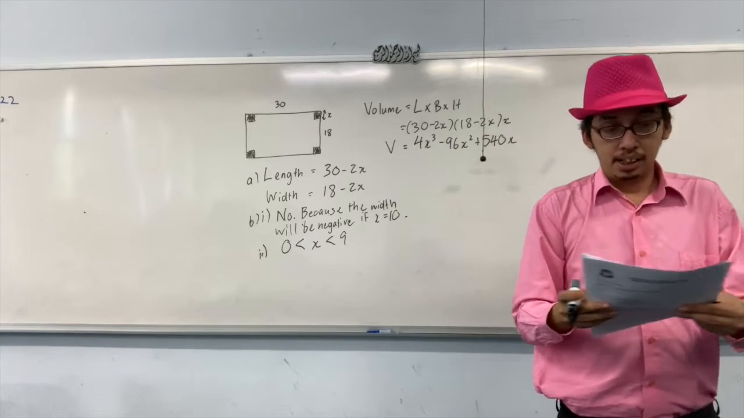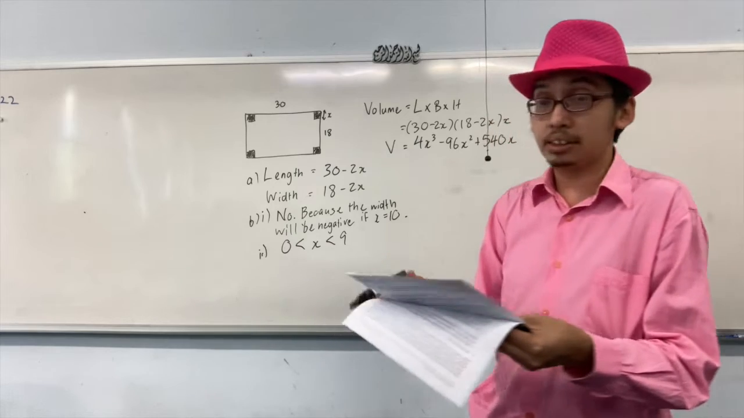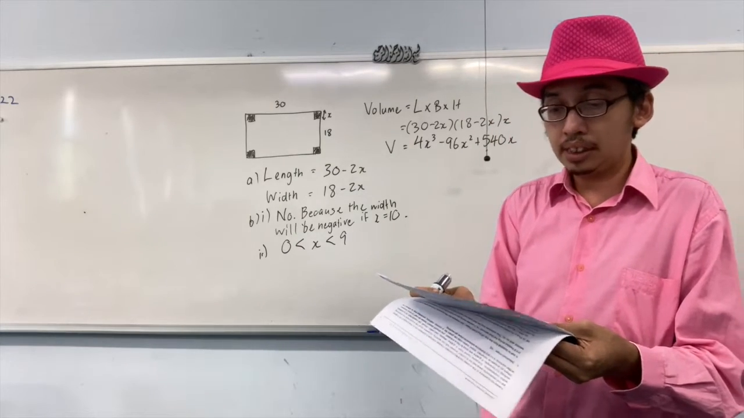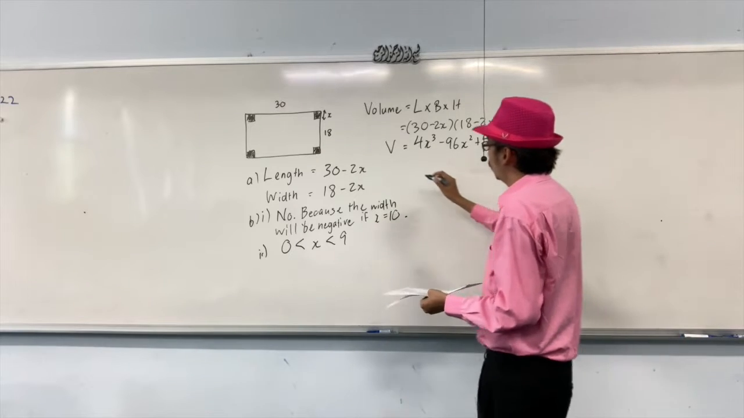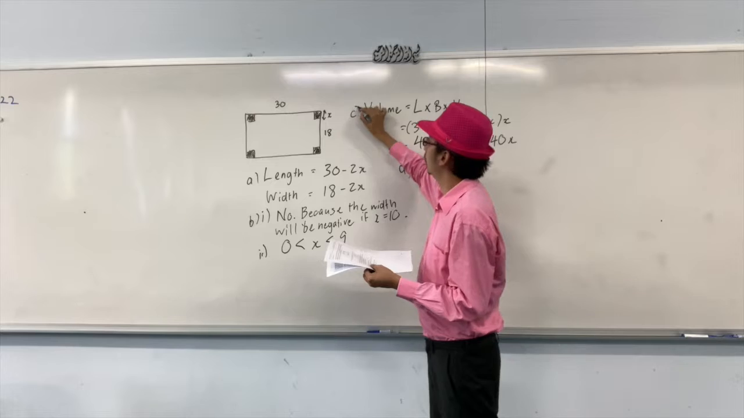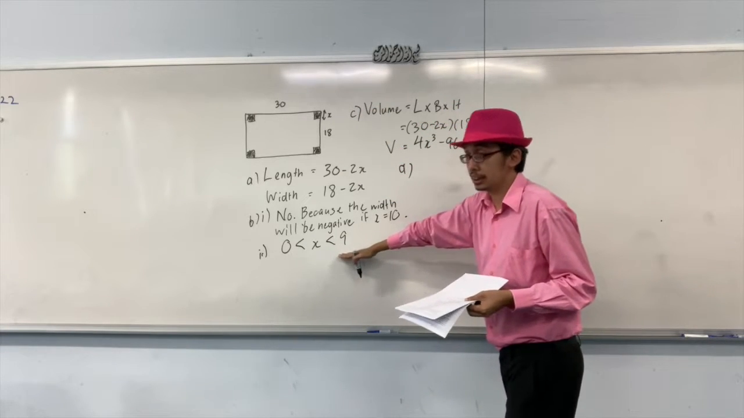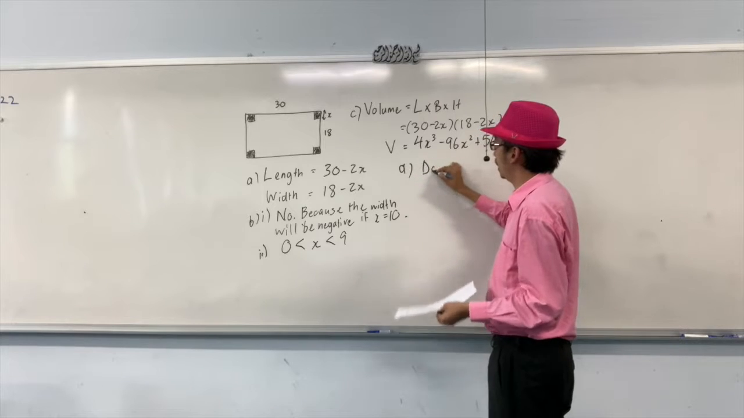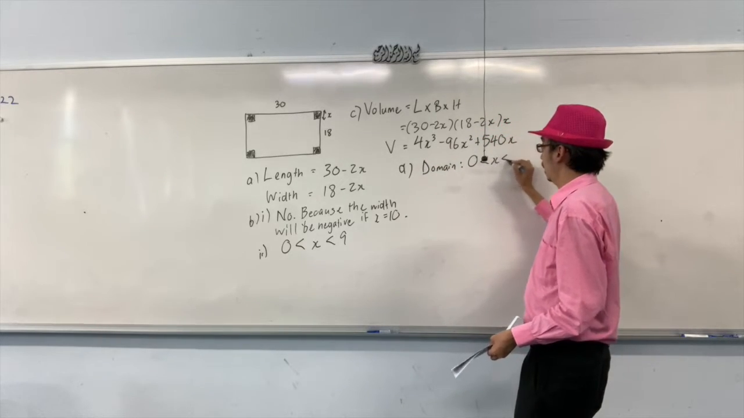The next few questions are all theoretical questions. The first one is to find the domain and range of the function V above. For the domain, this is part D, it will take the values we have already found, so the domain is 0 < x < 9.